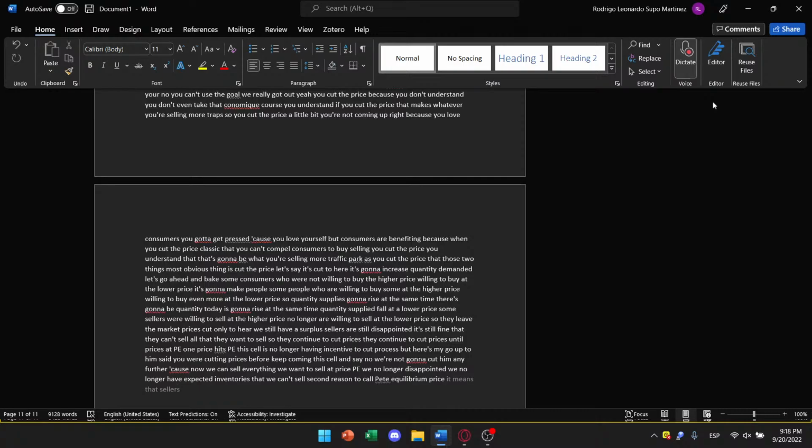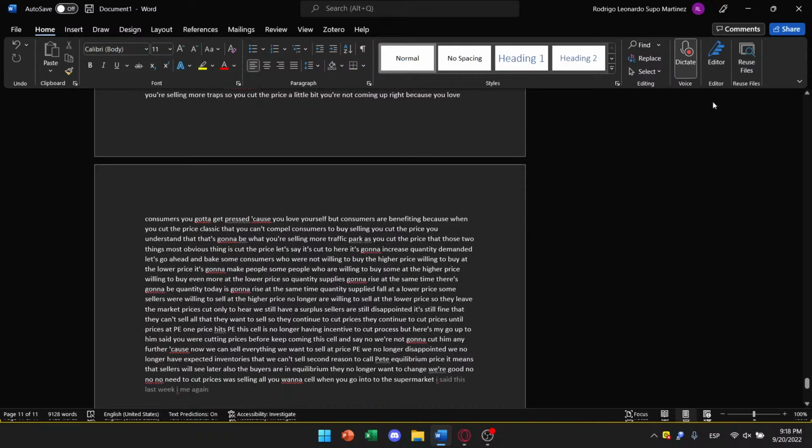It means that the sellers, as we'll see later, also the buyers, are in equilibrium. They no longer want to change. No, we're good. No more need to cut prices. We're selling all we want to sell. And you go to the supermarket. So I said this last week, I'll remind you again. The Giant puts the paper towels on sale. It's not because they love you. They'll tell you that. It's because they want to sell more paper towels. You benefit from it, sure. But Giant benefits from it too. They're not giving you a gift.